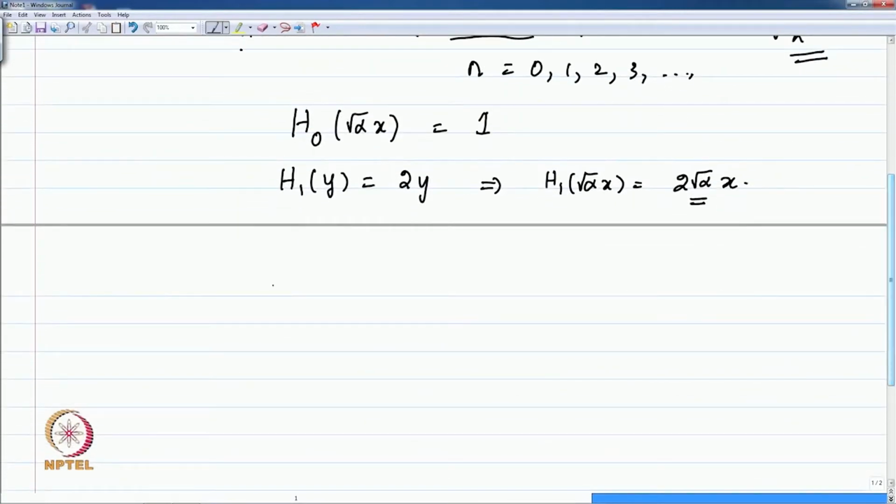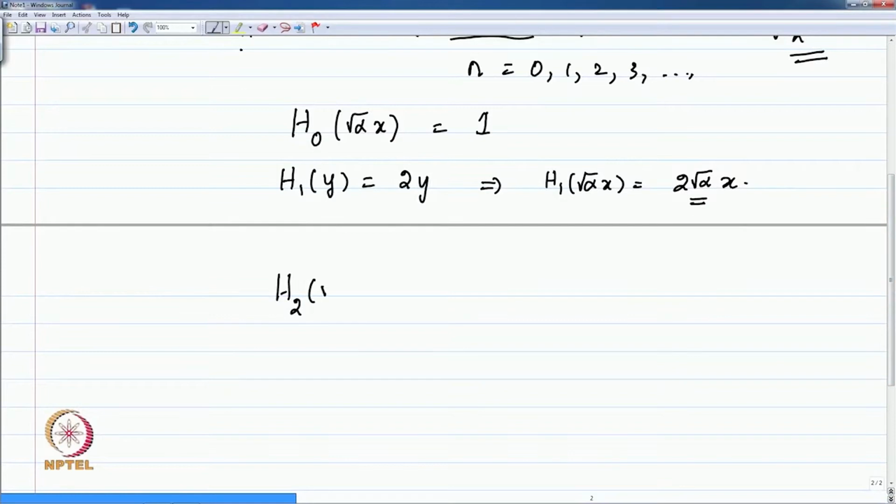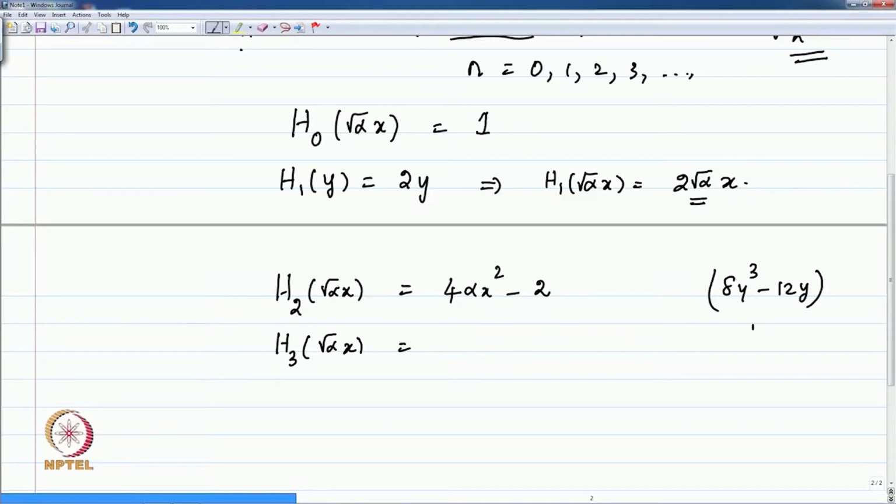What is the second Hermite polynomial, h 2 of root alpha x? You remember that was 4y square minus 2, therefore it becomes 4 alpha x square minus 2, and likewise for the third, h 3 of root alpha x, if you recall, it was 8y cube minus 12y for h3 of y, and therefore that becomes, when you put y is equal to root alpha x, 8 alpha root alpha x cube minus 12 root alpha times x, and likewise for h4, h5 and so on.